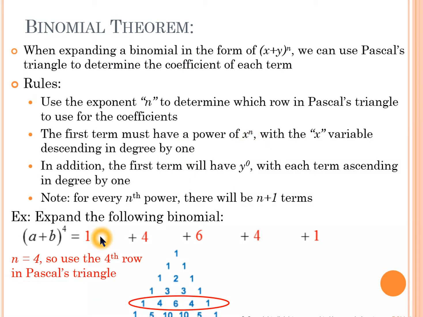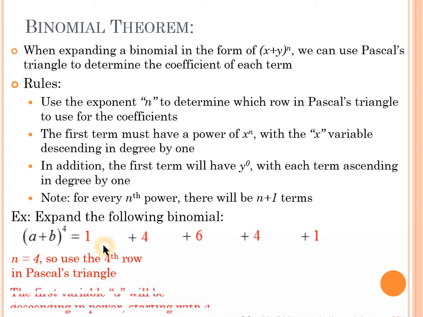So I guess my x in this case will be a. So I need to have a to the power of 4. And hopefully that makes sense. This a represents this x, and the n is simply 4.